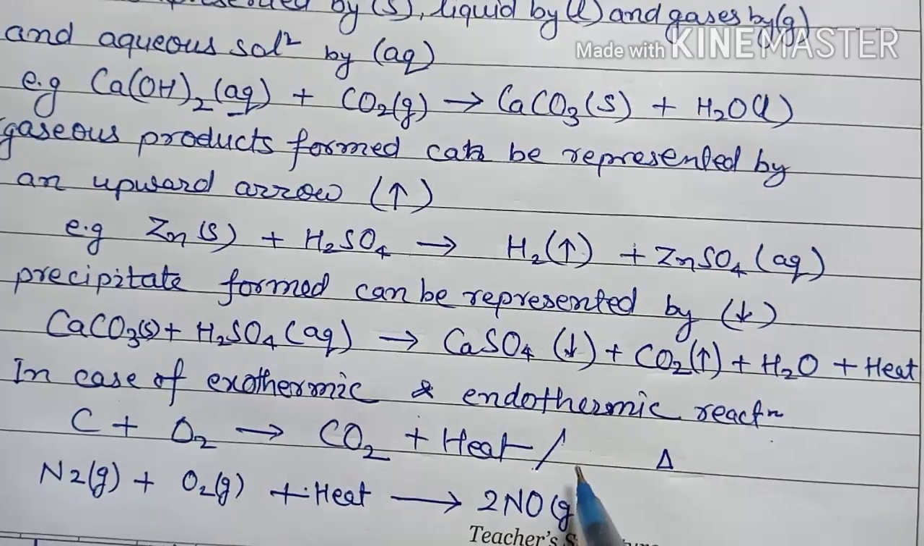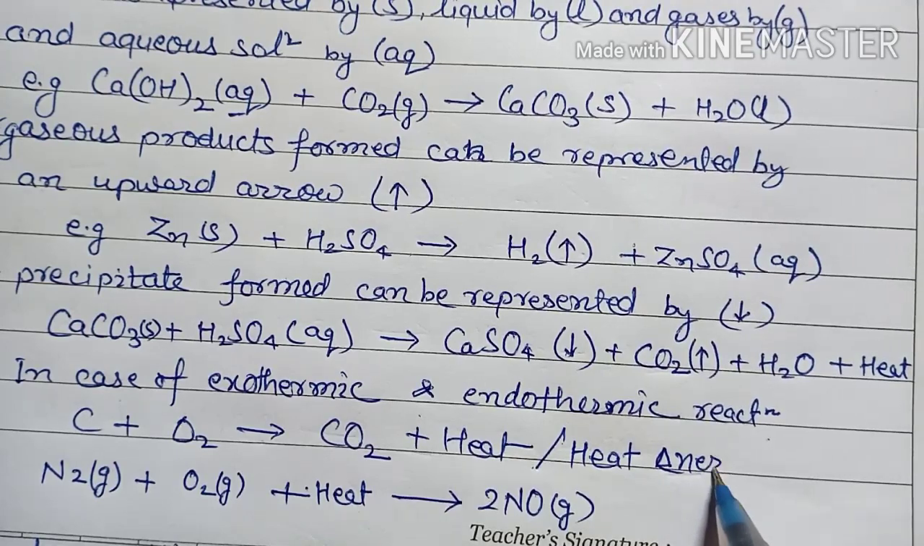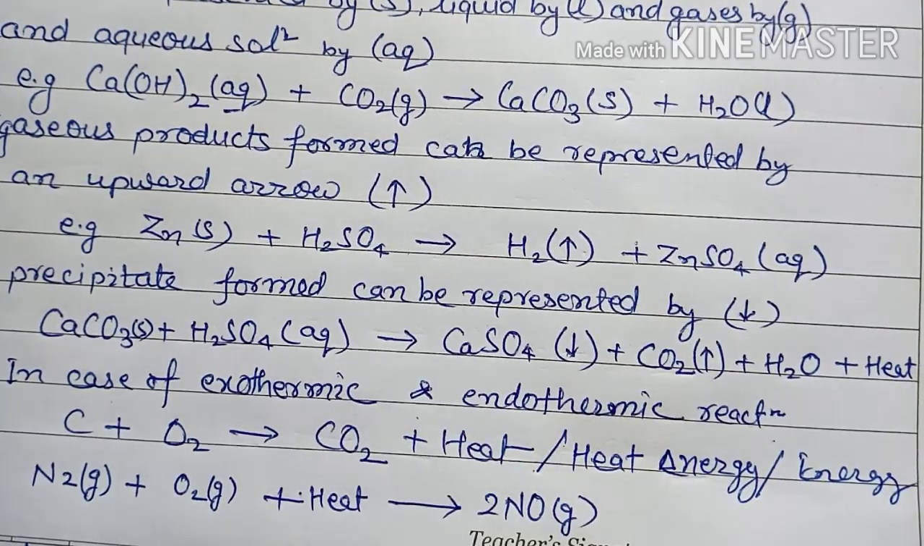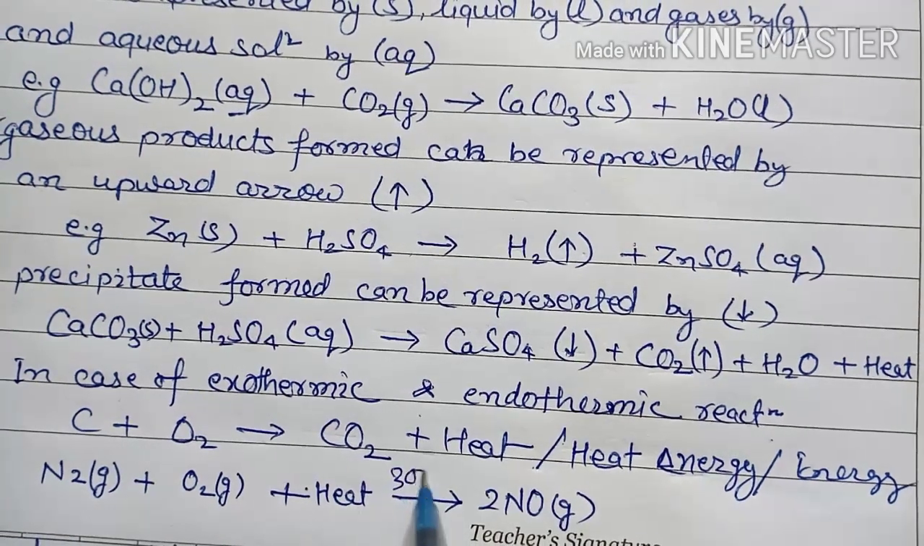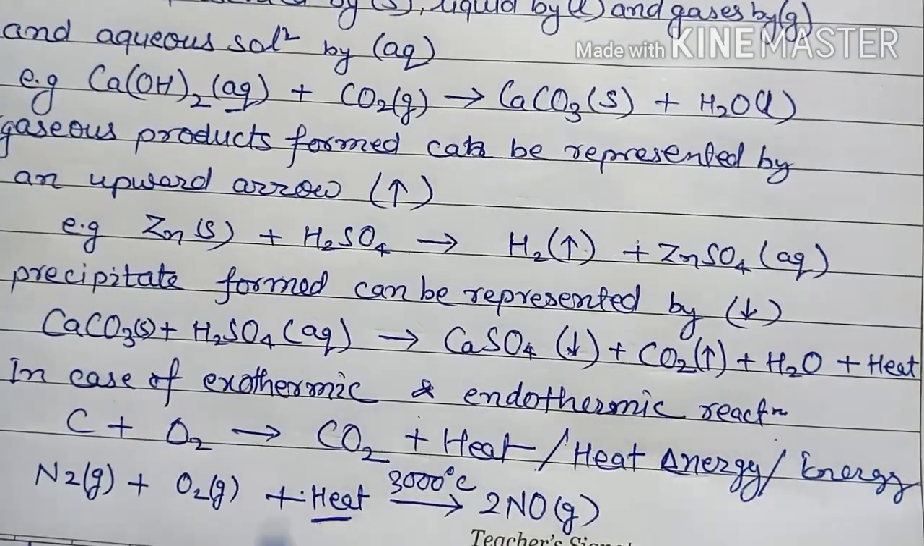or we can write heat energy, or simply energy. For example, when nitrogen reacts with oxygen by taking heat, it forms nitrogen monoxide. Here it takes 3000 degrees Celsius of energy. So this is also the indication that it takes heat, and we represent heat by writing heat.